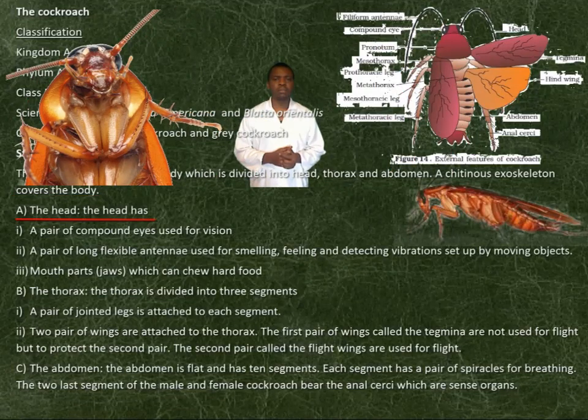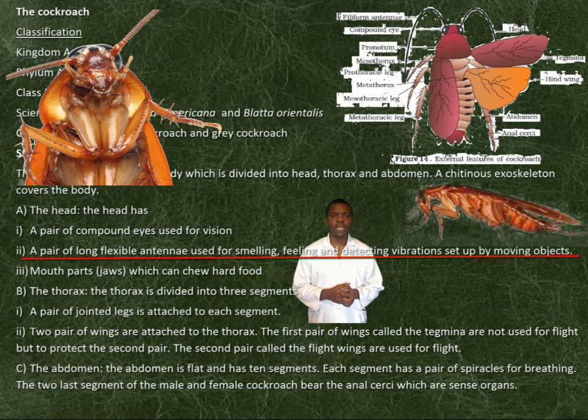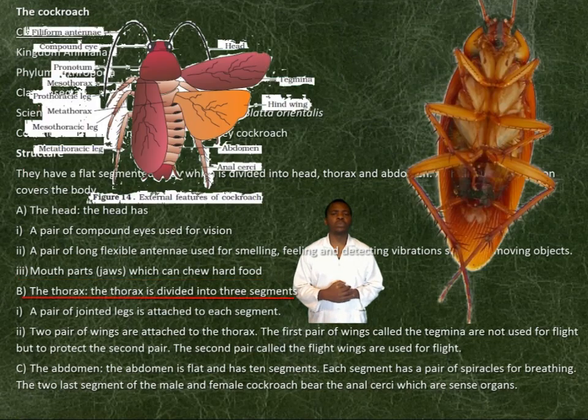The head. The head has a pair of compound eyes used for vision, a pair of long flexible antennae used for smelling, feeling and detecting vibrations set up by moving objects, and mouth parts, that is jaws, which can chew hard food.